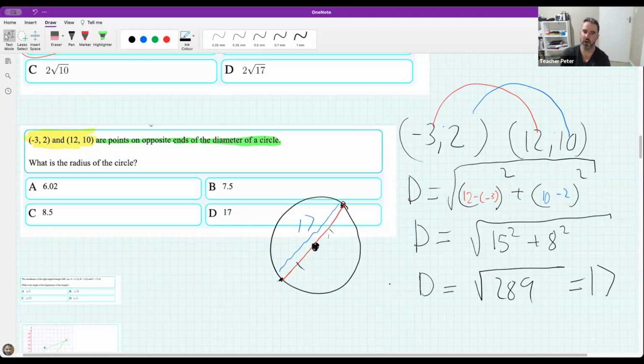So if we go back to the last section, we know that there are 2 radiuses in the diameter. And so the radius must just be 17 over 2 or 8.5 in decimal language. And so we would get 8.5, or C.